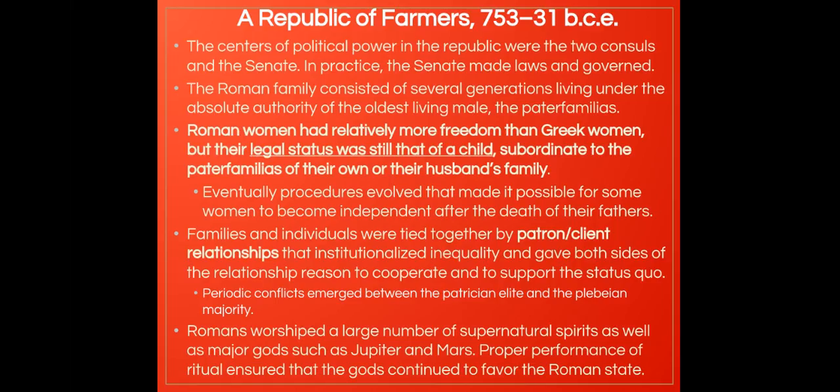Families and individuals were tied together by a patron-client relationship. And we mentioned the patricians before. They're the wealthy upper class. They're the minority. The majority are the clients, and they're called the plebeians. And there are going to be periodic conflicts between these two.